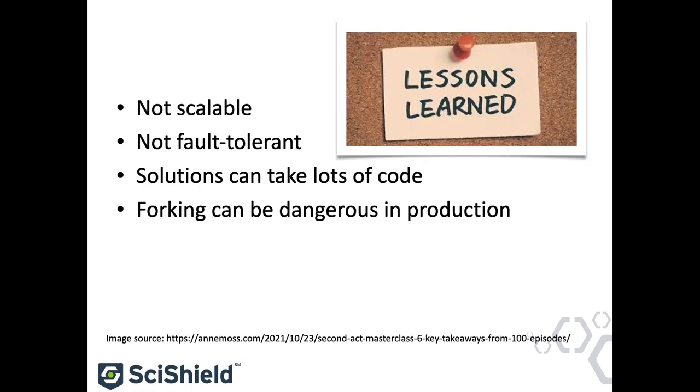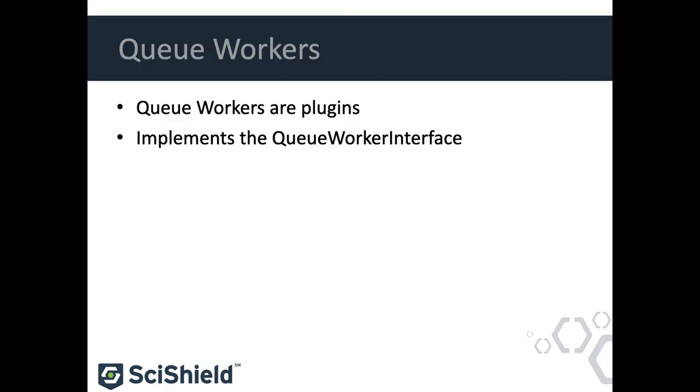Okay, so these things that we've talked about, they're not scalable, they're not fault tolerant unless you put in a lot of code. Some people say, well, you could just use PHP's process control and forks and stuff, but that is extremely dangerous in web production environments. It was never meant for that kind of usage. It's extremely easy to fork bomb your server if you are not absolutely meticulous about handling the child processes. So, not a good solution.